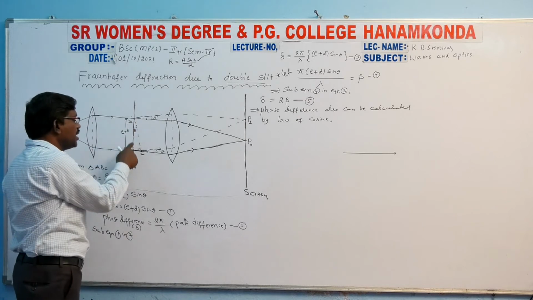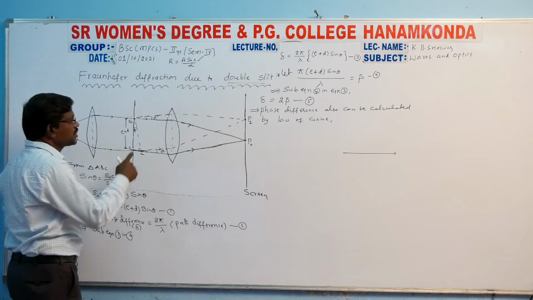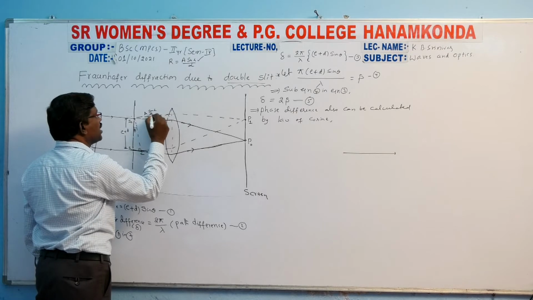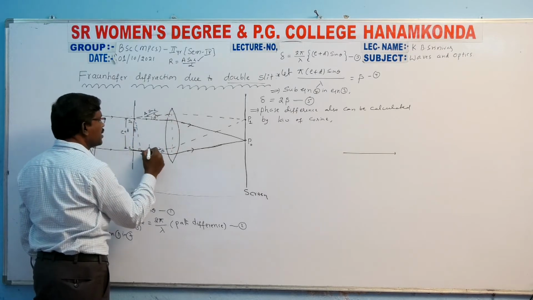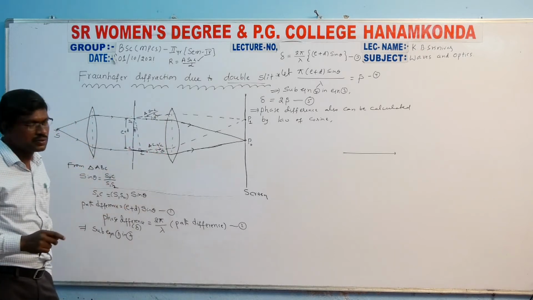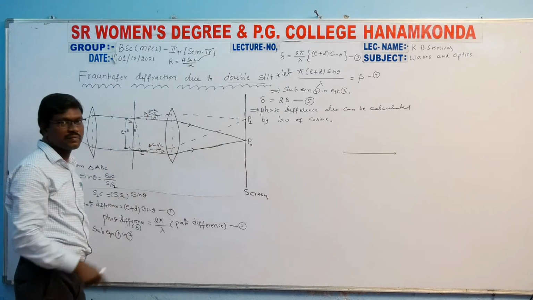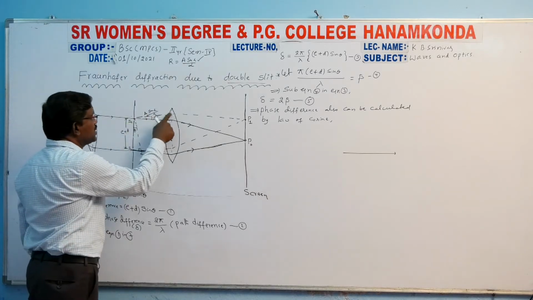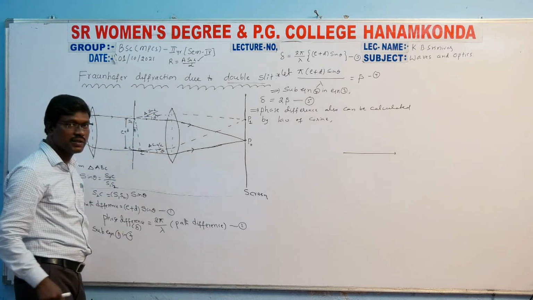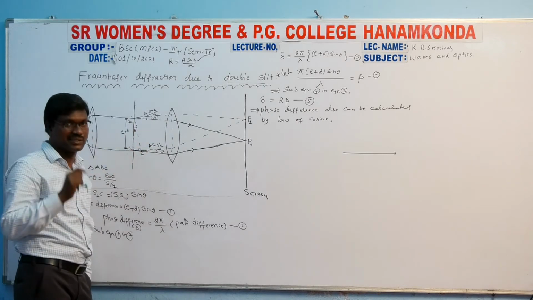Each slit behaves like a single slit only. Then what are the amplitudes of these two waves? This one is A sin alpha by alpha, and this is also A sin alpha by alpha. Both have the same amplitude, A sin alpha by alpha. Why am I indicating the amplitude of this wave and this wave as A sin alpha by alpha? Because these two waves are coming from two single slits.